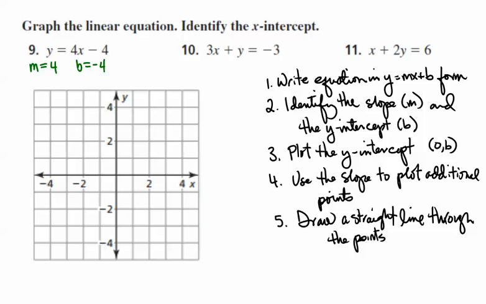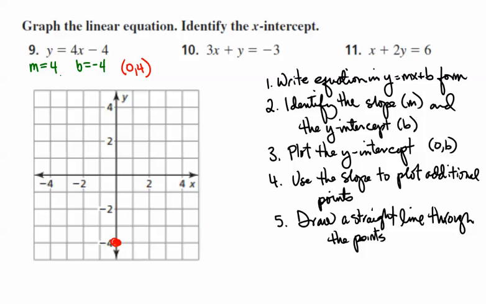First of all, we want to plot the y-intercept. Sorry, that's not a point, y is equal to -4. X equals 0, y equals -4. So plot the y-intercept, which is at y equals -4 on the y-axis. Now, the slope, how do we use the slope? The slope says m is equal to 4.